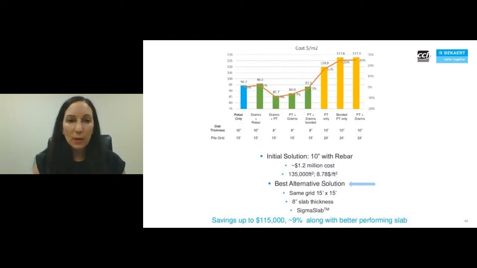What you'll see is the blue is the rebar only. The green ones are the 15-foot pile spacing with the Dramix options. And then the yellow-orange lines are the 24-foot spacings. And so what actually happened was we were able to offer about $115,000 savings, about a 9% construction cost savings with the 15 by 15 foot grid and the 8-inch SigmaSlab solution. So it was a pretty stark difference here, and certainly one that we would expect to see more projects like this coming to pass.